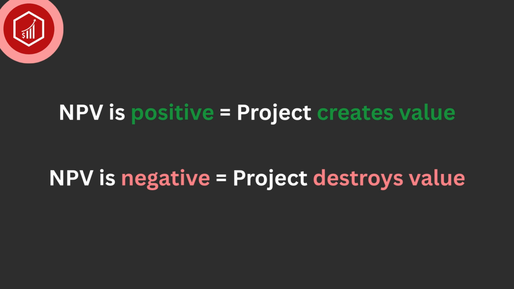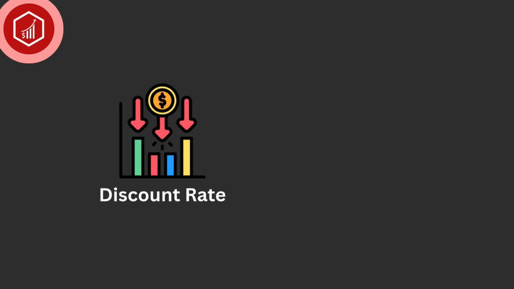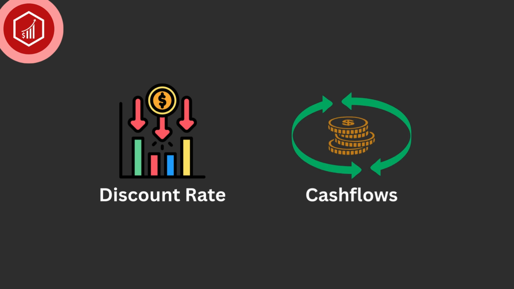The two most important inputs to an NPV calculation are the discount rate and the cash flows. The discount rate is often the firm's cost of capital, also called WACC, weighted average cost of capital, or the investor's required return on the investment. Getting the discount rate or cash flows wrong can drastically change the NPV.